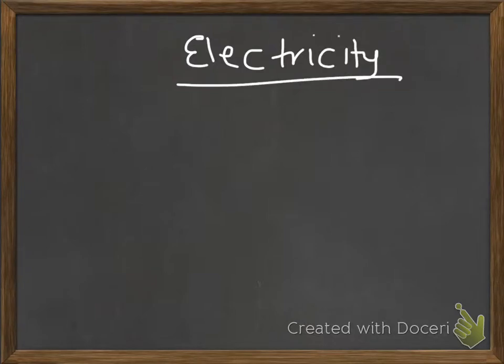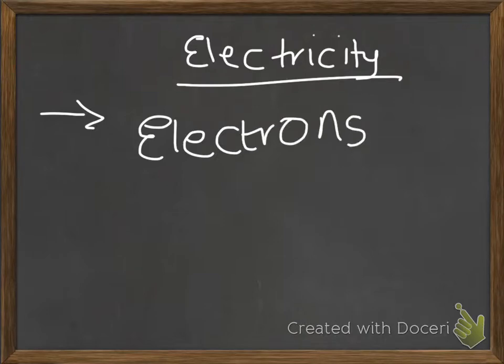Electricity, or electric energy, is the energy that's created by electrons moving through an electrical conductor. Electrons are basically negatively charged particles which move in an electric conductor in order to generate electric energy, or electricity.